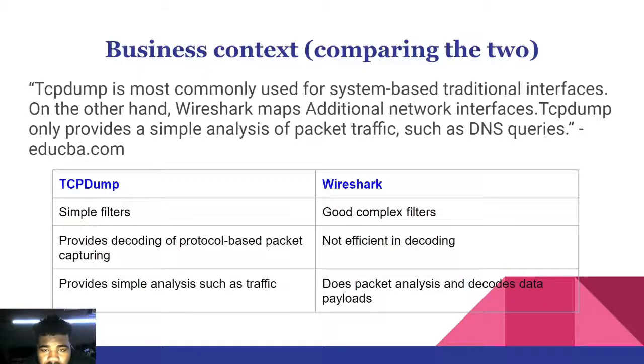TCPdump most commonly used for system-based traditional interfaces. On the other hand, Wireshark maps additional network interfaces. TCPdump only provides simple analysis of packet traffic such as DNS queries.